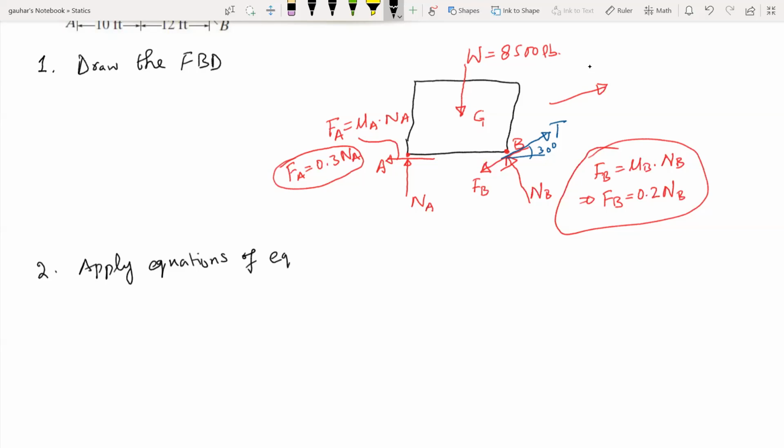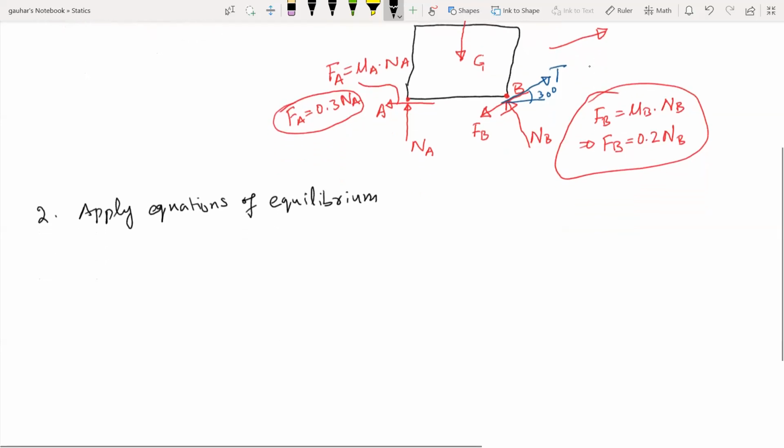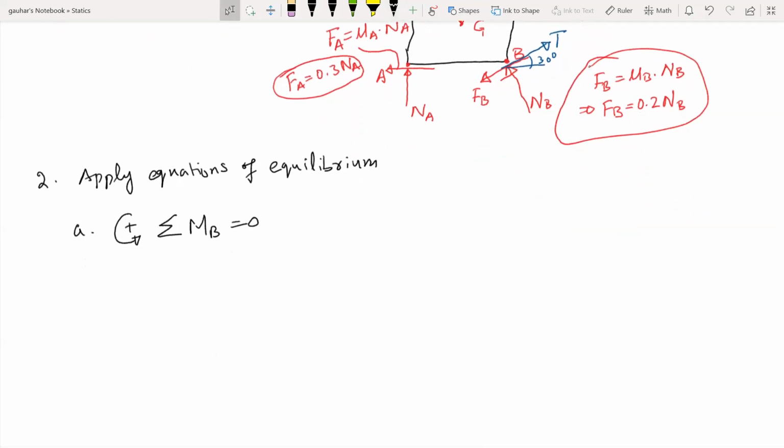Apply the equations of equilibrium, right? Okay, so with that, first thing, let's take counterclockwise positive. Let's take sigma Mb equals 0. Let's take moment at point B so that we can neglect FB, NB, and T, and also FA, right? So let's take moment at point B equals 0.